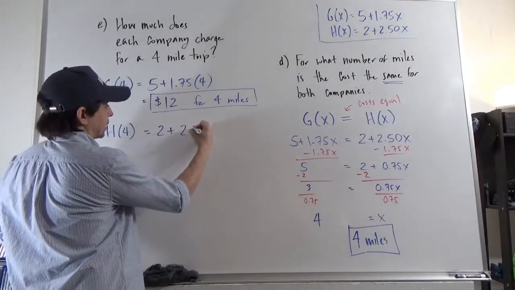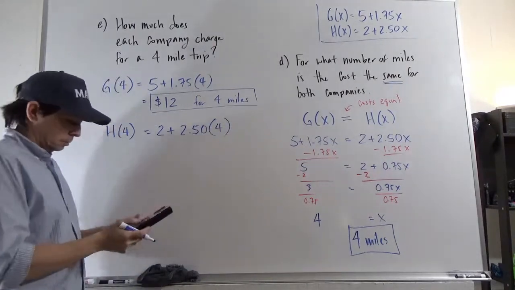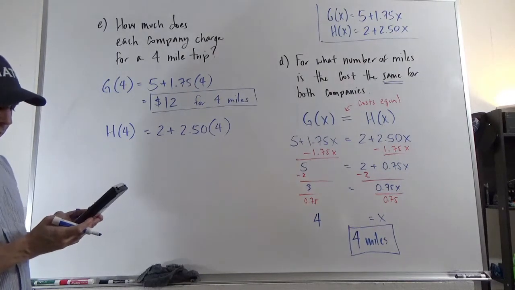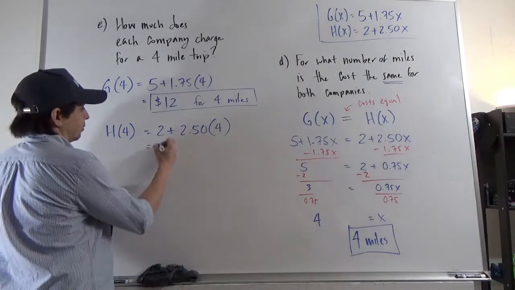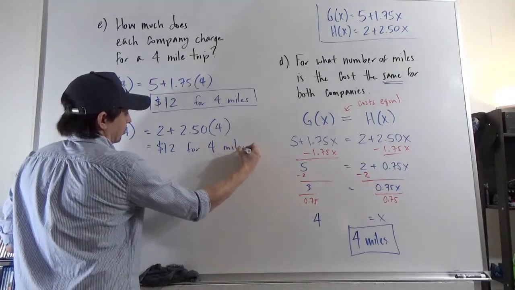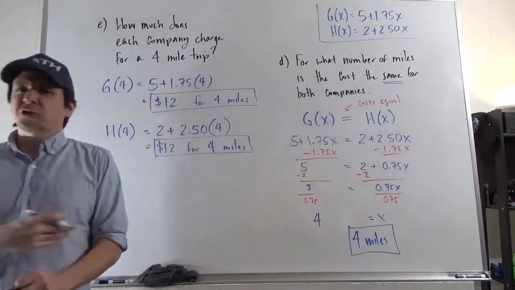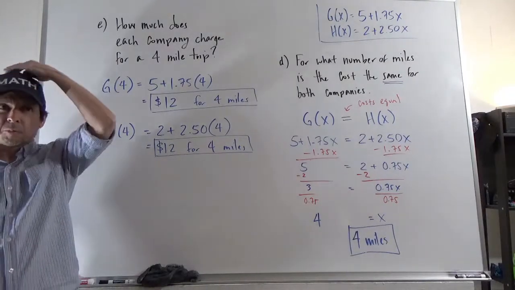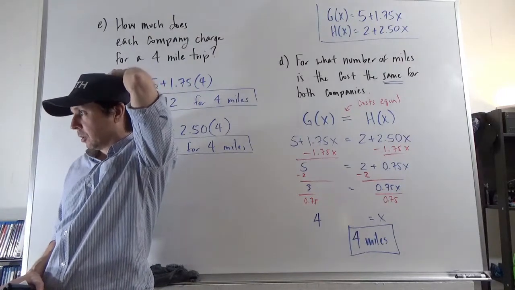Let's just verify, but keep in mind we're supposed to be getting 12. If we don't, somewhere along the line I got messed up, but nah, I'm good. 12. Okay. And that's just to illustrate what we found. So for 4 miles, both companies charged $12. But for 3 miles, they did not charge the same amount. One was cheaper than the other.